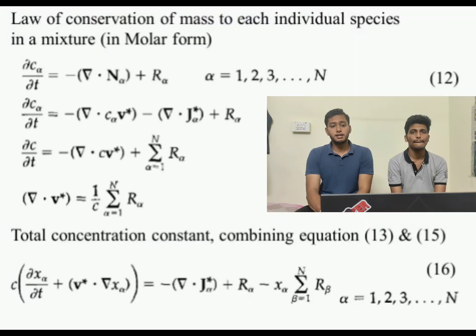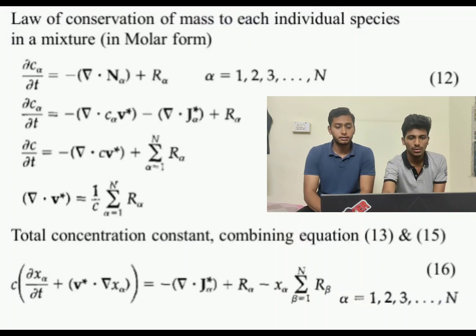Diffusive transport, which is minus del dot J alpha star. This captures how species spread out due to concentration gradients. Remember, diffusion doesn't mean bulk movement. Species just naturally move from high to low concentration.